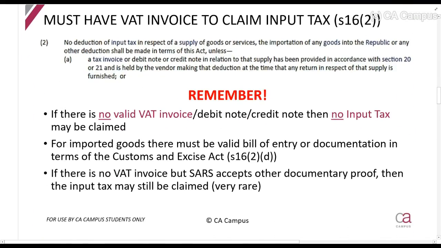Right, so section 16(2) says, no deduction of input tax in respect of supply of goods or services, or the import of goods, or any other deduction shall be made unless you have a tax invoice. So can you see, guys? If you don't have an invoice, if you have no valid invoice, then you can't claim any input tax.